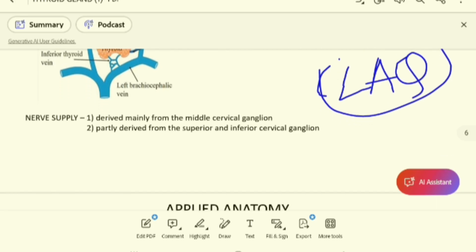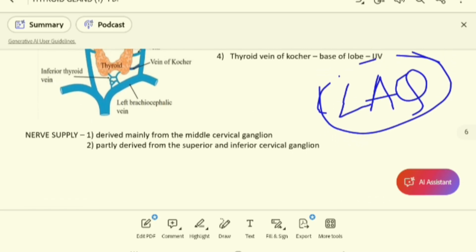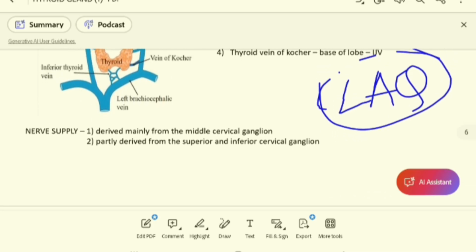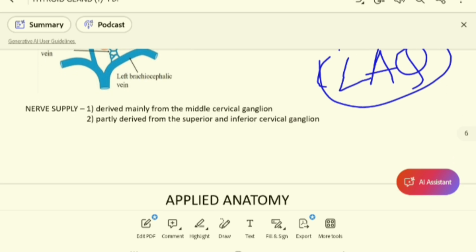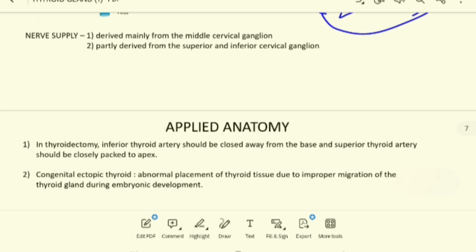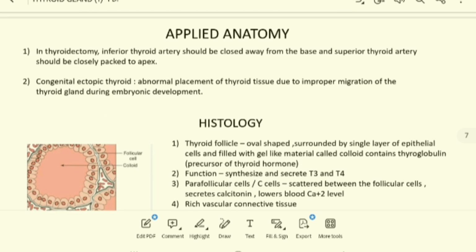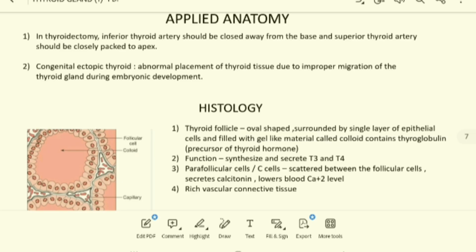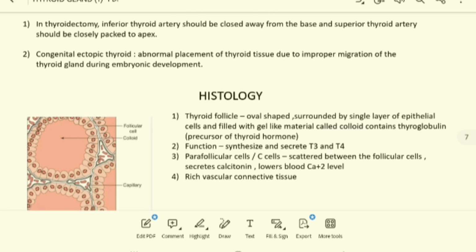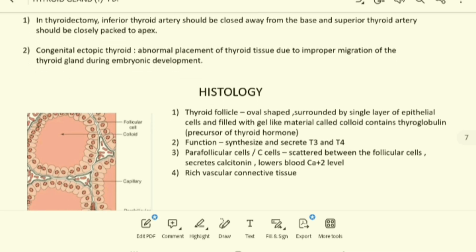Coming to the nerve supply, it is mainly derived from the middle cervical ganglion, partly derived from the superior and inferior cervical ganglion. Coming to the applied anatomy, in thyroidectomy, inferior thyroid artery should be closed away from the base, superior thyroid artery should be closed close to the apex. Congenital ectopic thyroid is abnormal placement of the thyroid tissue due to the improper migration of the thyroid gland during embryonic development.